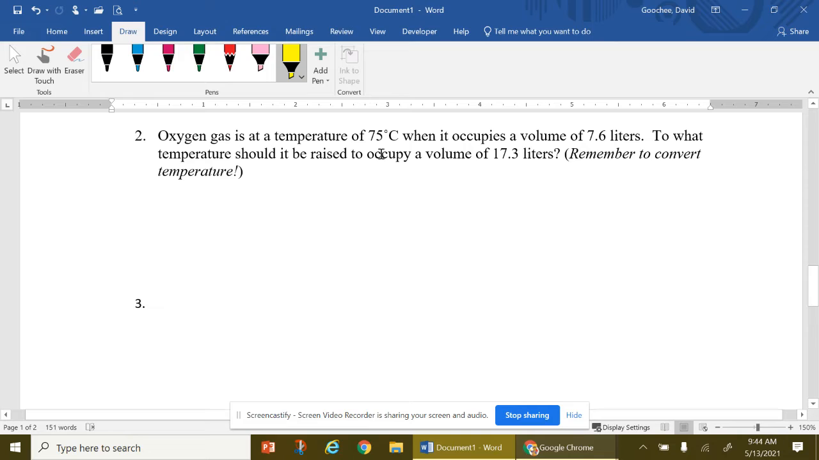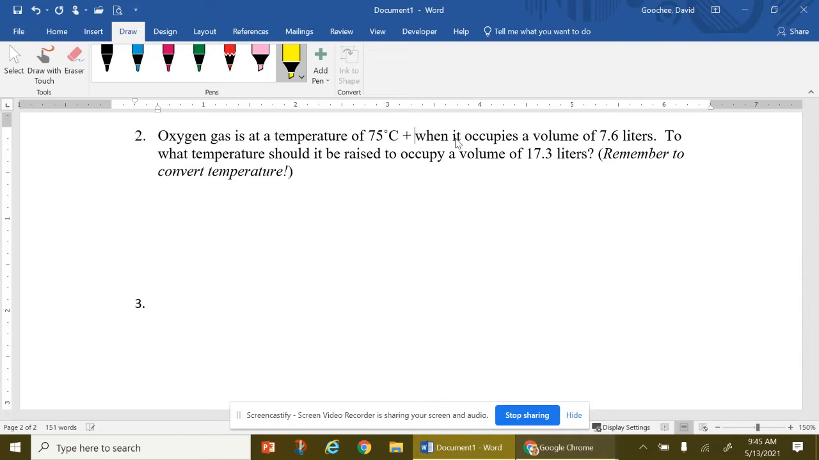Oxygen gas is at a temperature of 75 Celsius when it occupies a volume of 7.6 liters. To what temperature should it be raised to occupy a volume of 17.3 liters? Now, guys, we were encountering something that I made mention of in class, and that's this. Celsius, bad. Celsius, bad. If you see Celsius anywhere in here, you've got to convert it.